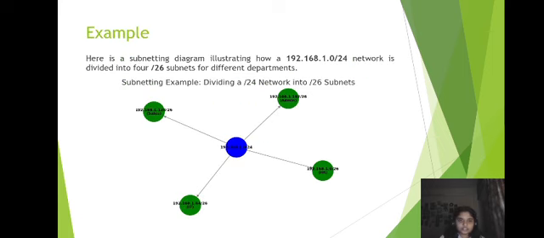So in this example, this is a subnet diagram illustrating how the 192.168.1.0/24 network is divided into four /26 subnets for different departments like admin, sales, IT, and HR, when the network is split for an organization.